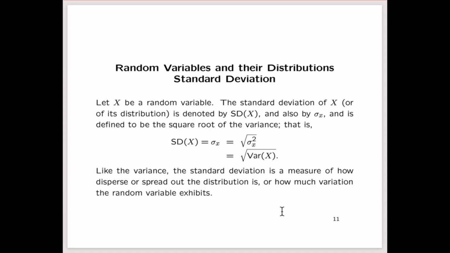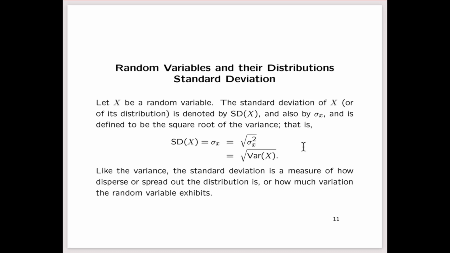And so again, let x be a random variable. The standard deviation of x, or of its distribution, will be denoted in a couple ways. We might denote it as capital S, capital D of x, so standard deviation of x. But we'll also use this notation, the lowercase Greek sigma, the S sound for standard deviation. And it's defined to be the positive square root of the variance. And so we could write it either as the square root of sigma squared, or as the square root of var of x. So either way is fine, but that's how it's defined.